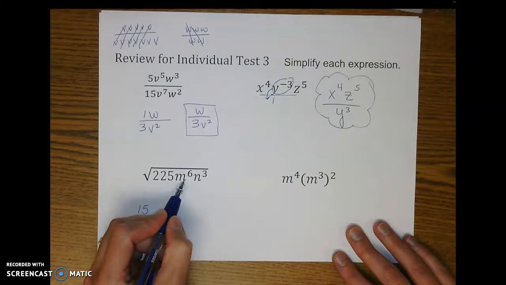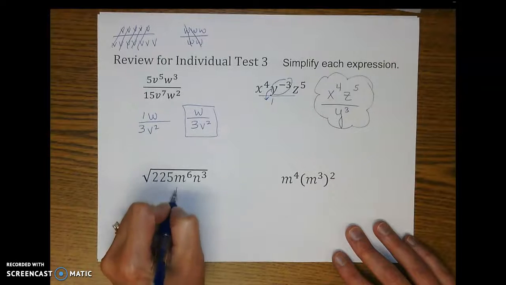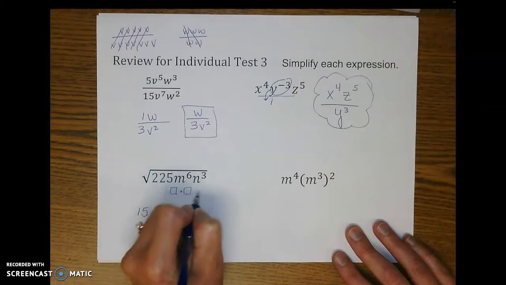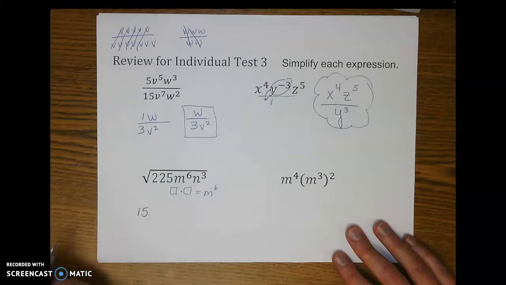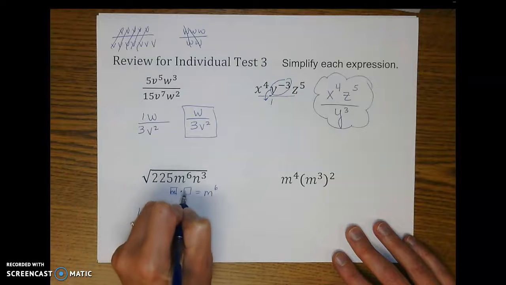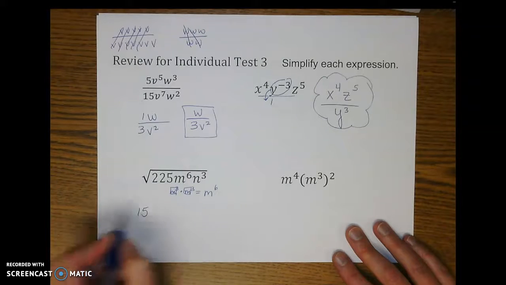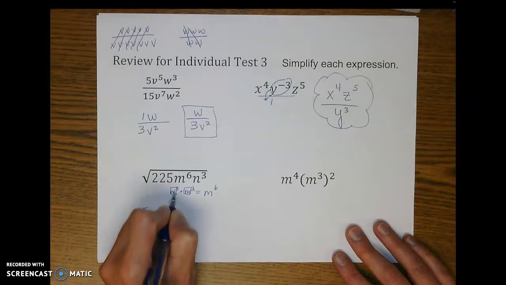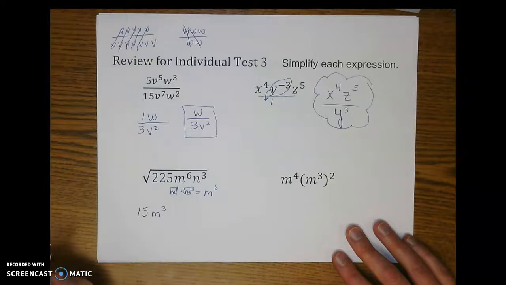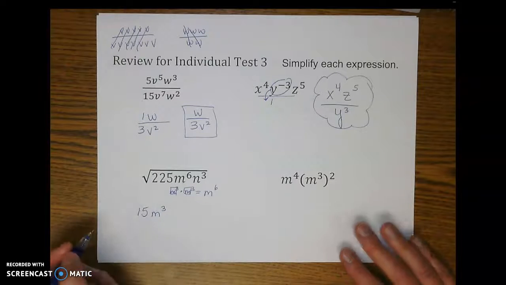The square root of m to the 6th. So something times something is m to the 6th. So we know we're going to need m's, and it turns out to be third. M to the 3rd times m to the 3rd is m to the 6th, right? 1, 2, 3, 4, 5, 6. So when I square root that, it's m to the 3rd.